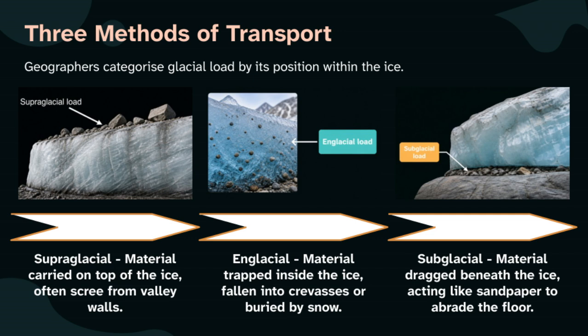These three positions are important because they affect how the material behaves. Material on top may simply be carried along. Material inside is trapped within the ice. Material underneath is dragged and crushed, so it can help with erosion. A good way to remember them is supra on top, and inside, sub underneath. Repeat that with me. Supra on top, and inside, sub underneath.